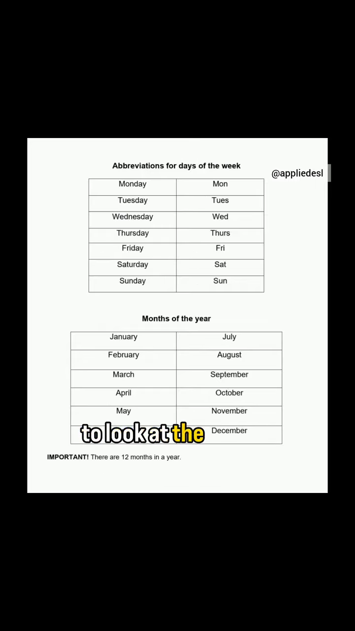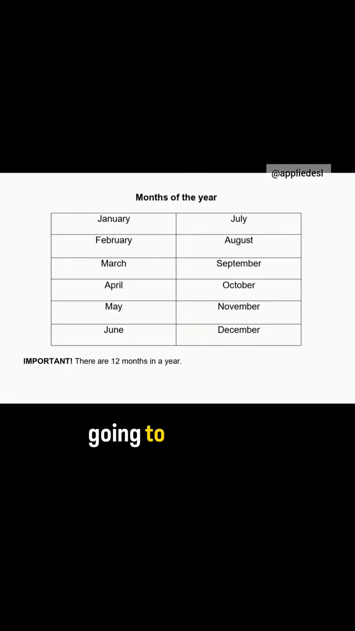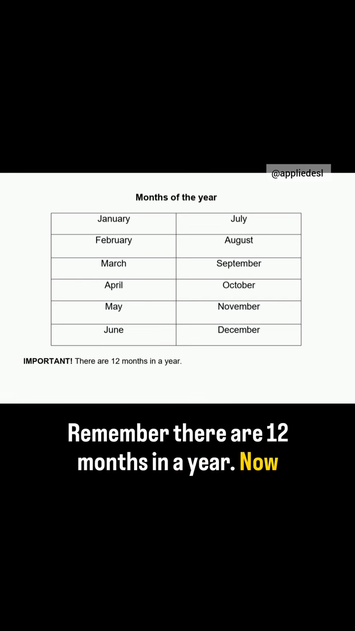Also, we're going to look at the days of the week and its abbreviations. This is also very important when we are writing the date. And then we're going to look at the months of the year. Remember, there are 12 months in a year.